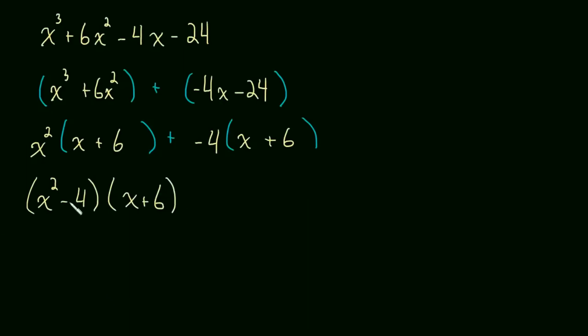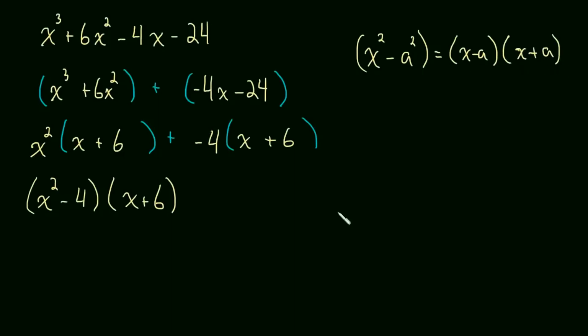And we're almost done, but remember the difference of squares said if we have x squared minus a squared, this is always going to be equal to x minus a times x plus a. Sorry, there's no b involved. Well, that's what we have here. Isn't this x squared minus 4 is the same as x squared minus 2 squared times by x plus 6.